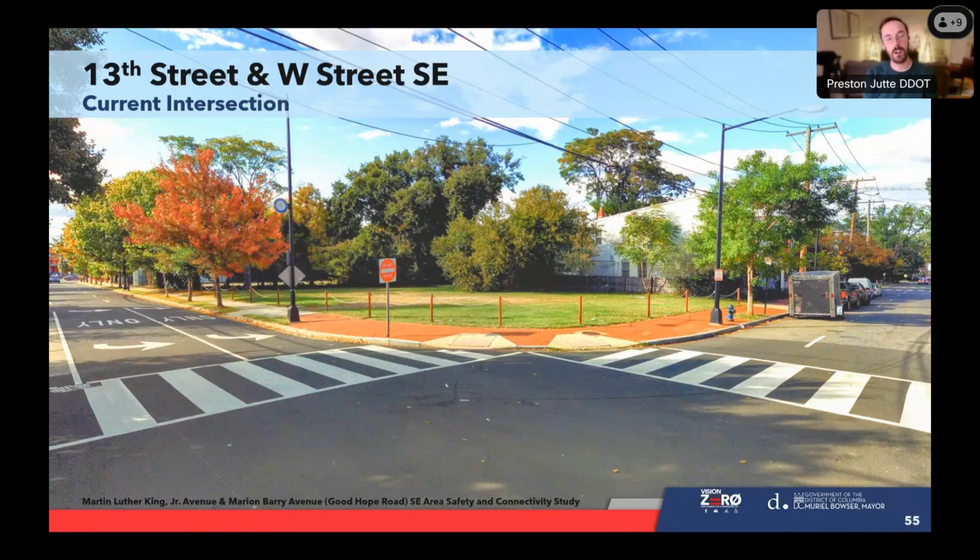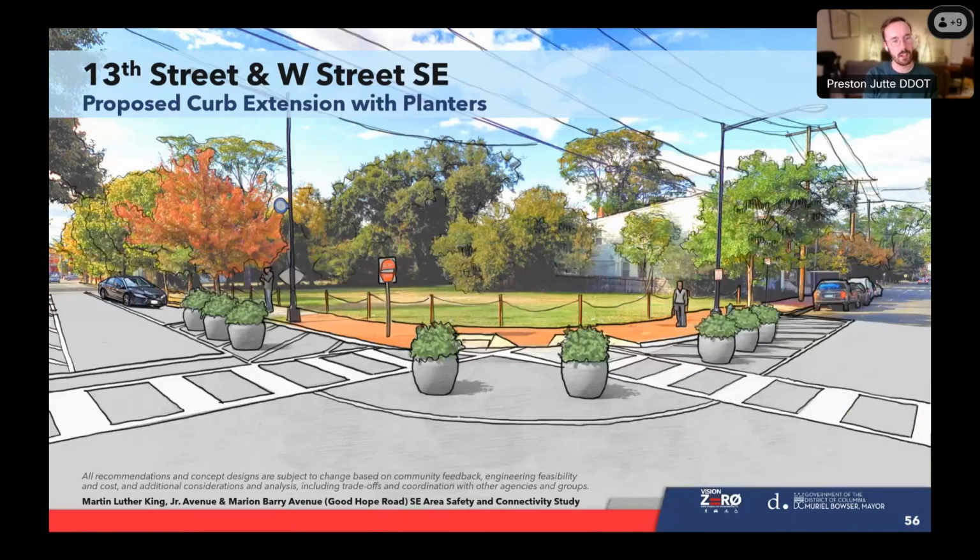And again, what exactly could a curb extension look like? We wanted to give 13th and W as an example. So what could a curb extension look like that minimizes flex posts, but still is safe to navigate? Well, it would look like planters and pavement markings. So we put a sketch here as well so you can envision what that would look like.